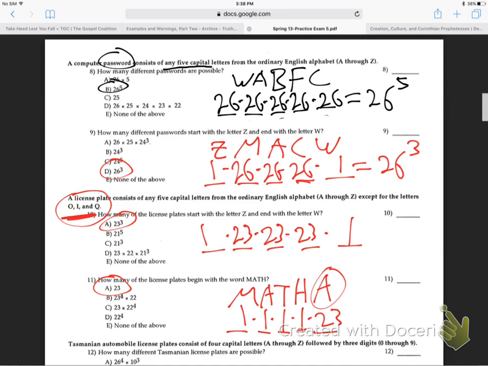Right? You can do math A or math B or math C or math D or math E, all the way through the letters, except you can't use O, I, or Q. 23 different license plates. Makes sense, doesn't it? Good? Moving on.